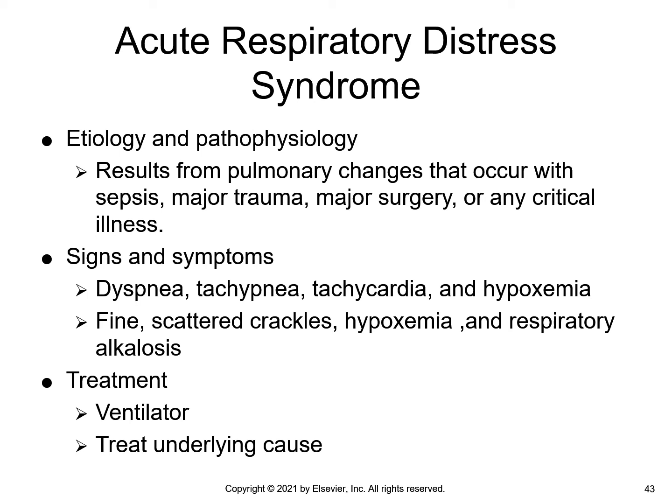There is increasing hypoxemia and respiratory alkalosis from tachypnea. As acute respiratory distress syndrome progresses, symptoms worsen because of increased fluid accumulation and decreased lung compliance. The onset may be as soon as 12 to 48 hours after the initiating event.